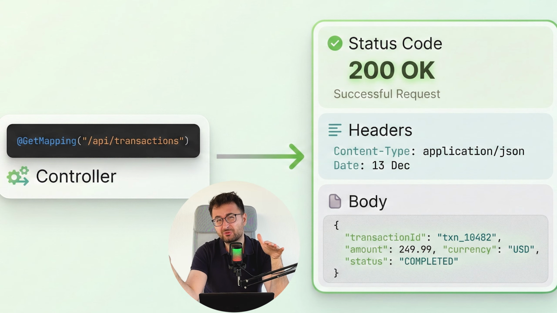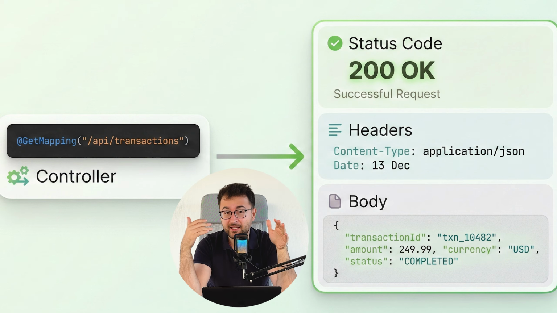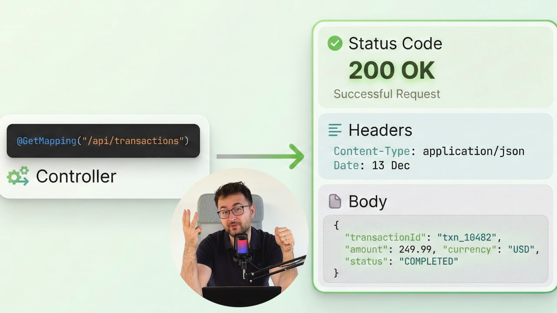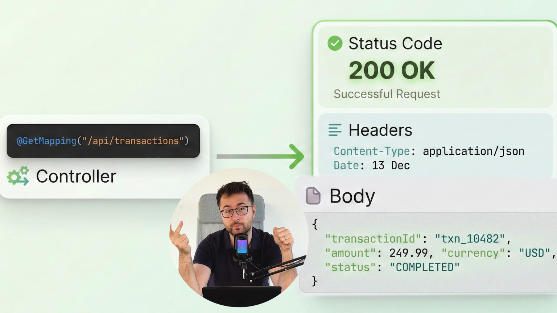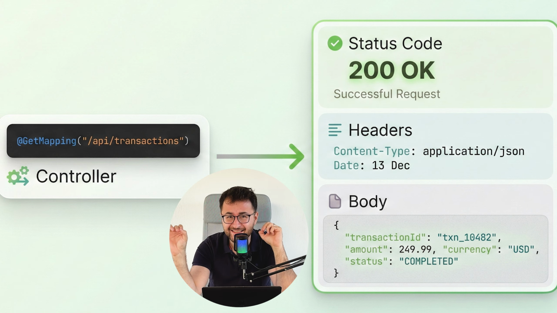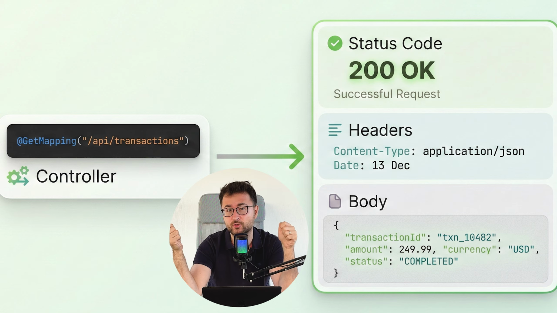The important thing to realize is that the controllers are not about returning Java objects. They are actually about producing HTTP responses more than anything else, and HTTP responses always have three parts: a status code, some headers, and a response body. Now, these parts exist even when you don't see them in your Java code.